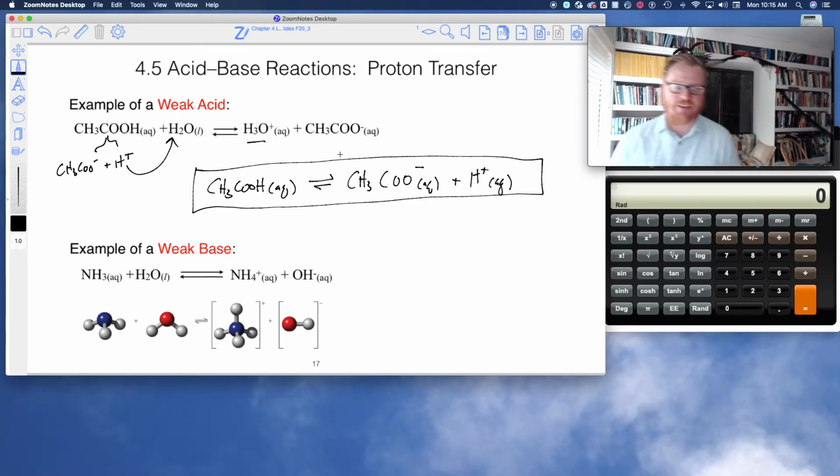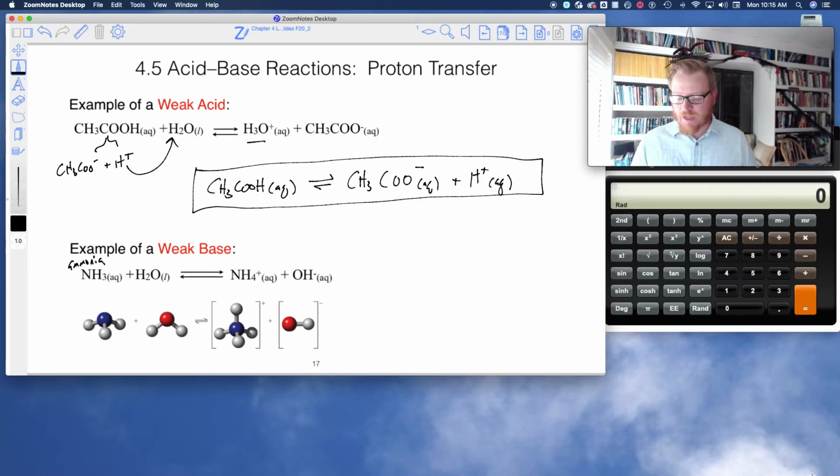But for this class, this is the example of a weak acid that I want you to know. And then similarly for our base, a weak base example is ammonia. I know that you all have dealt with ammonia at some point. I hope you've at least cleaned your bathroom once and you've got the ammonia spray. That's a weak base.